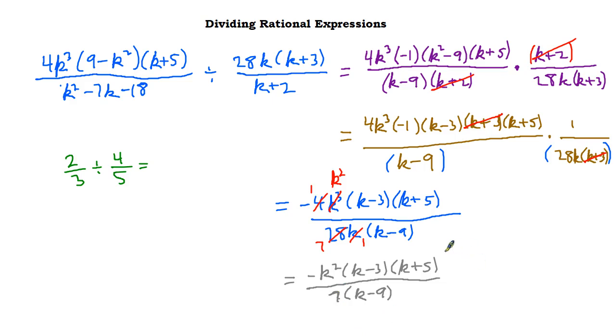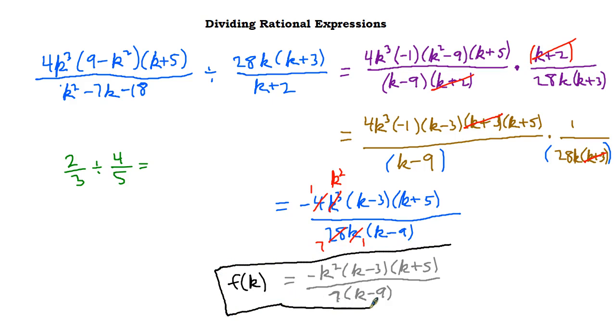That's my final answer. The only thing is I will ask you this. If this was a function, if it was f of k equals all this stuff, I would ask you, for what values of k is this undefined? Remember, that's a recurring theme in all this, so I'm going to keep asking that question. You go ahead and pause the video and see if you can figure it out. In a second, I'm going to tell you.